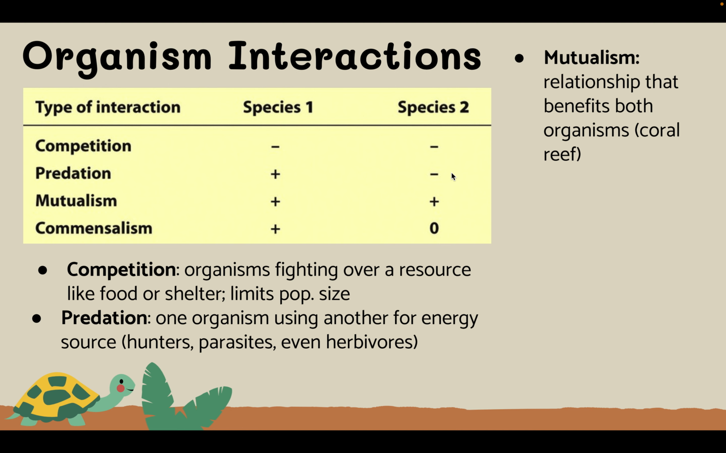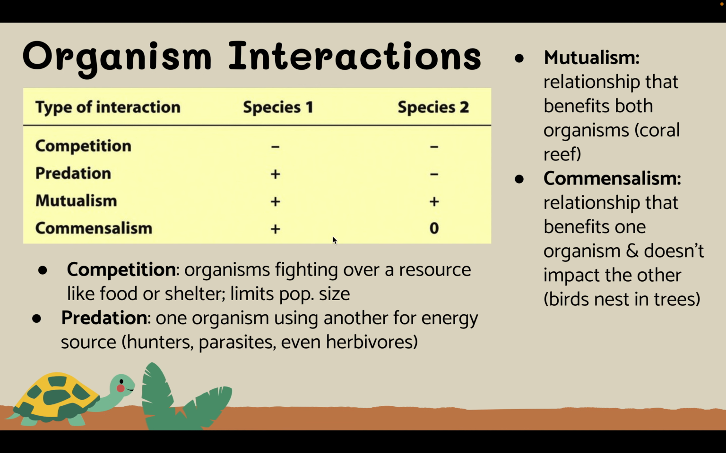You have mutualism, which is an organism interaction, a relationship that benefits both organisms, like a coral reef. We'll talk about that a little bit more in a few slides, what that specifically looks like. But if you think about Finding Nemo, when we talk about ecosystems, you can bring a lot of this back to The Lion King and Finding Nemo. Mutualism is good for both organisms. So the coral reef has algae that grow on the coral, and it is a benefit for both the algae and the coral, which is why you have two positives here, because it helps both organisms survive. And again, we'll talk about that in more detail in a little bit.